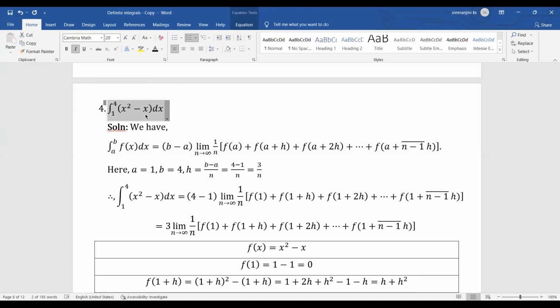Ma'am, whether this integral formula is applicable for all types of functions? Which one? The given integral formula. Definite integral formula is applicable to, you mean direct integration? Yes, ma'am. Direct integration is applicable to all functions. The only thing is that we have to bring that function to the integrable form.